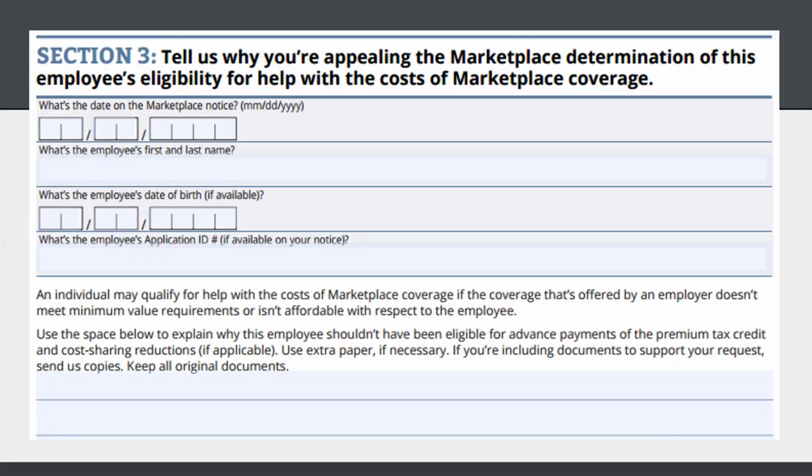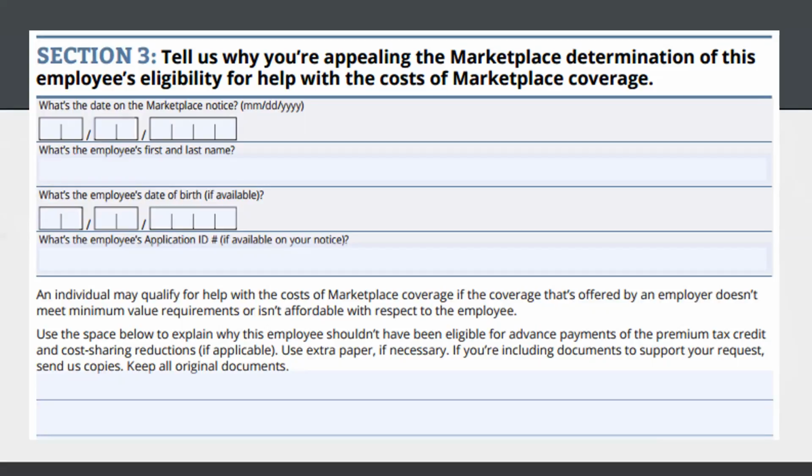The second, use the space below to explain why this employee shouldn't have been eligible for the government assistance on the exchange. This is what they want you to tell them: not why you don't owe a penalty, but why that employee is not eligible for government assistance on the exchange. One of those reasons would be we offered this employee affordable coverage, right? If the employee wasn't full-time, if it's a 0.5 person that's gone to the exchange and you say, well, the employee wasn't full-time, that answers why you don't owe a penalty potentially, but it does not answer whether or not that person's eligible for government assistance on the exchange.